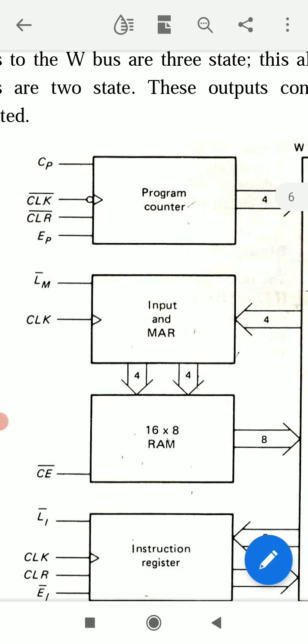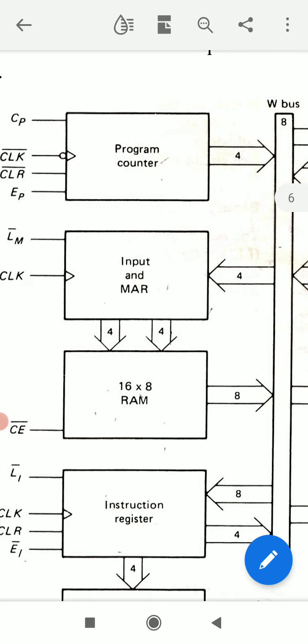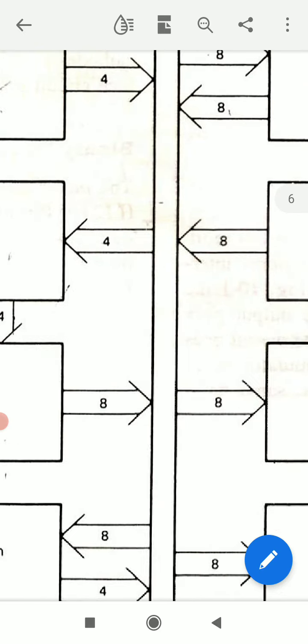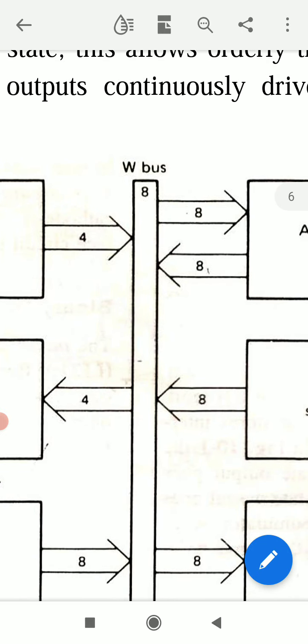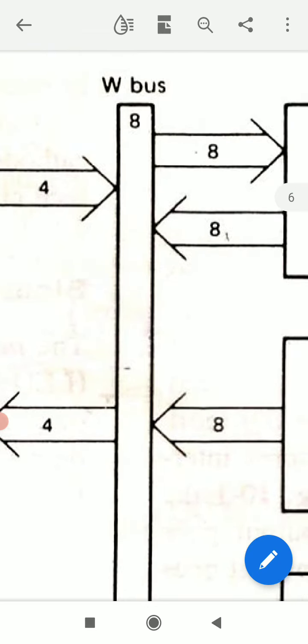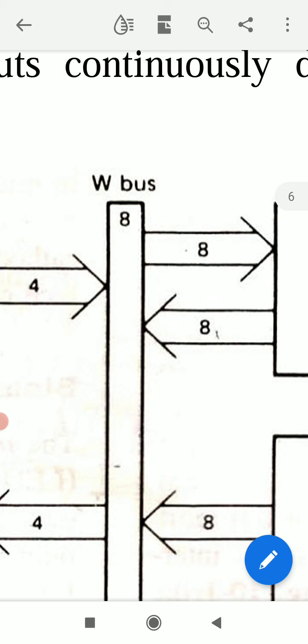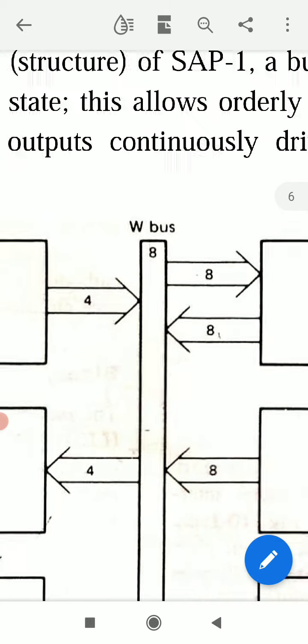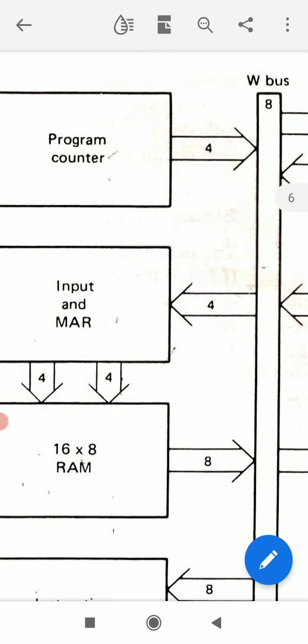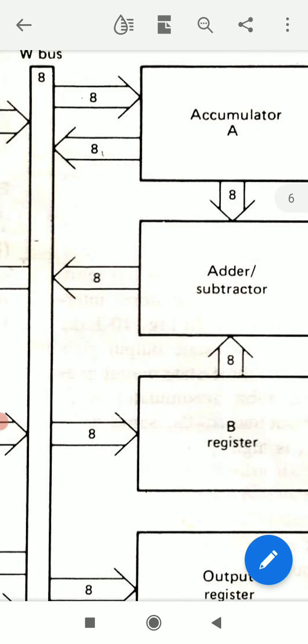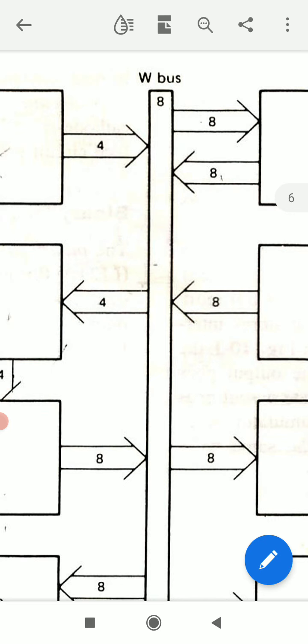In this figure, architecture of SAP-1 is shown. It is a bus organized computer. In the middle, it is the W bus. In this diagram, this W bus is a group of 8 wires. Bus means group of wires. If it is a group of 8 wires, then it can carry a binary word of 8 bits. Some parts are on its left side and some parts are on its right side of this W bus.